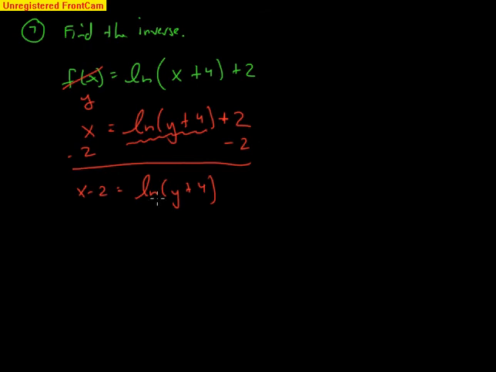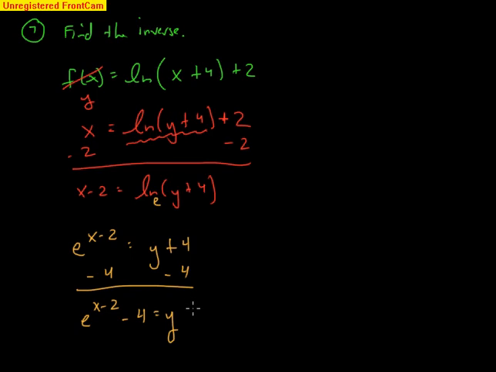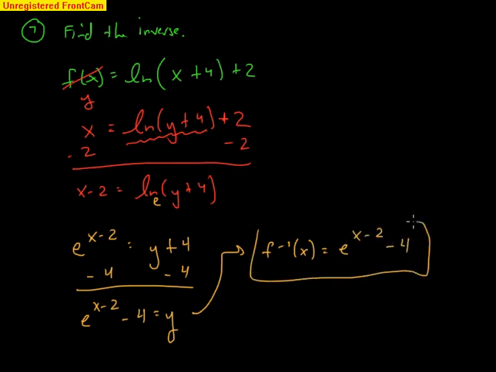Now I can rewrite it. This has a base of e. So I can rewrite this as e to the exponent, x minus 2 equals y plus 4. That's just rewriting in exponential form. And now I get y by itself by subtracting 4. e to the x minus 2, minus 4 equals y. Notation, and we're done. f inverse of x equals e to the x minus 2, minus 4.